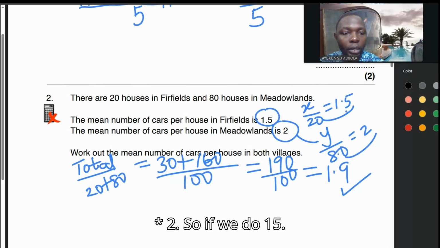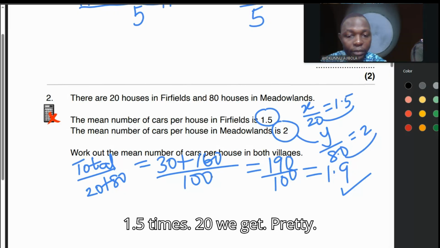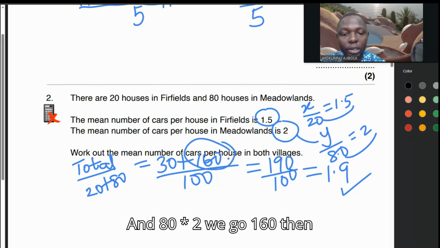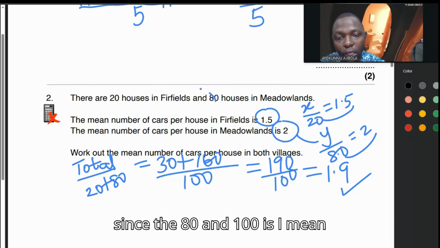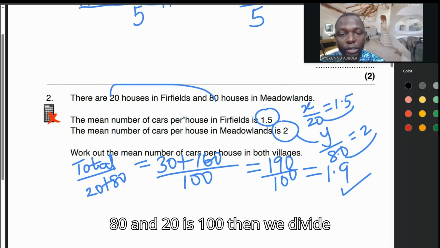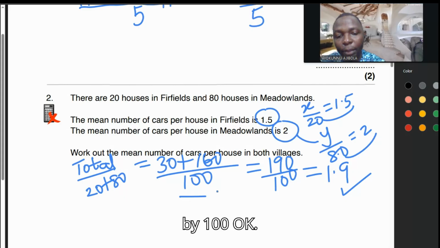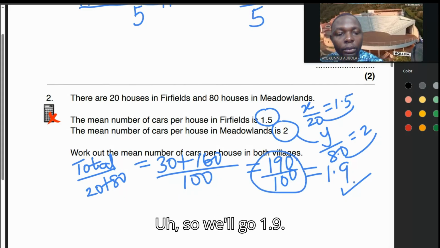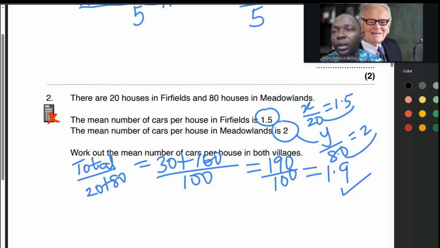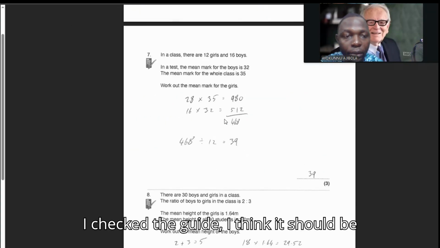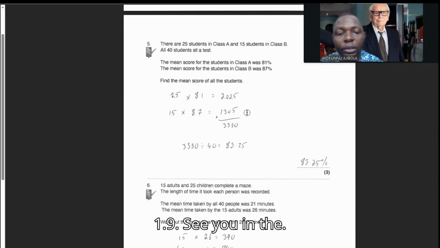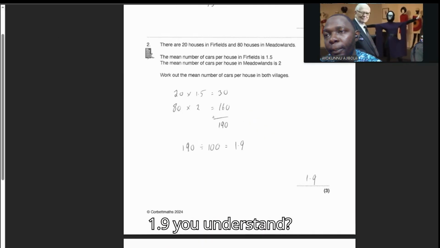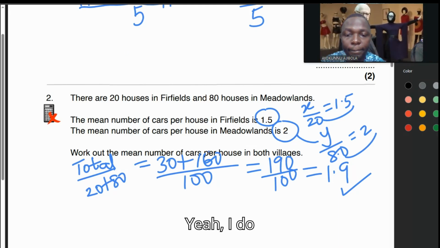So if we do 1.5 times 20, we get 30, and 80 times 2, we get 160. Then since 80 and 20 is 100, we divide by 100, okay? I see. So we get 1.9. And if I check the guide, I think it should be 1.9. Let's see in the guide. 1.9. You understand? Yeah, I do.